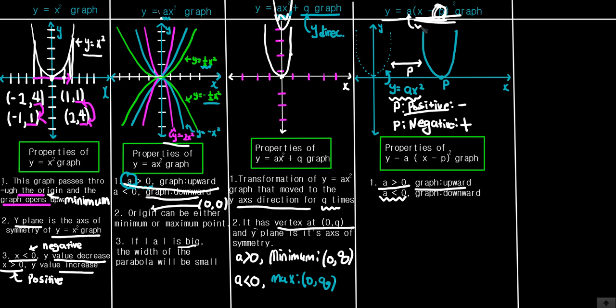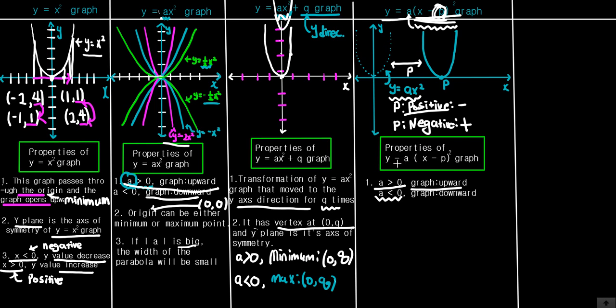The only thing we need to carry behind the a term is the x minus p squared graph. If the a term is positive, we can just graph it as x minus p squared. But if it is negative, at first we draw the x minus p squared graph and then we flip it downward.